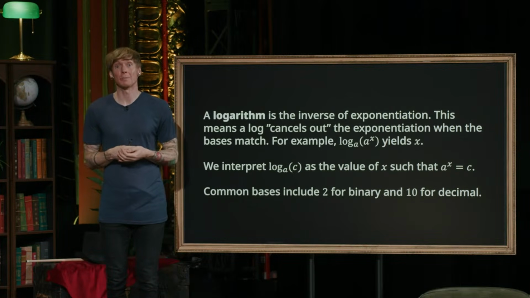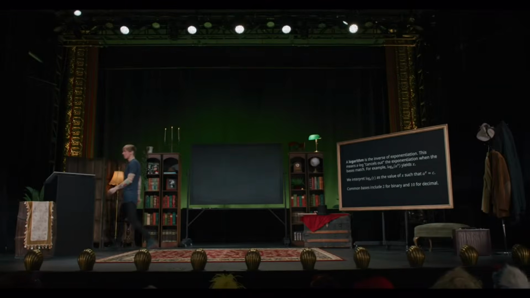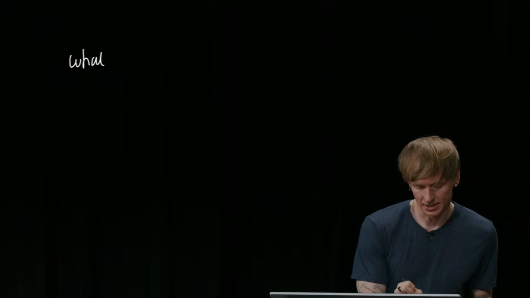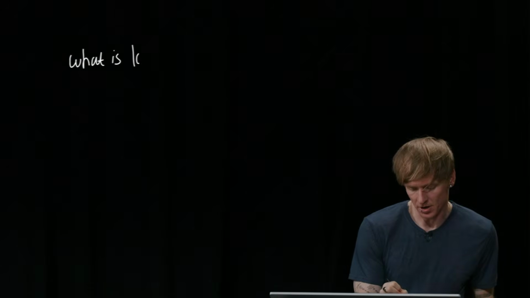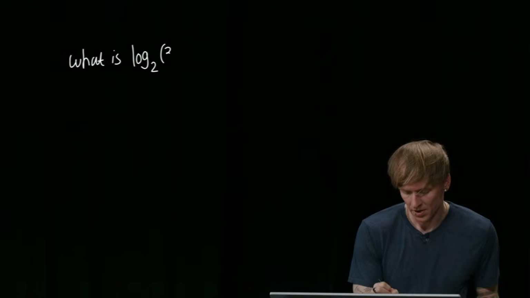So now let's head over to the board to look at some examples. We'll begin with something familiar in the form of powers of 2. So we could ask a question involving logs, something like, what is the value of log base 2 of 32?